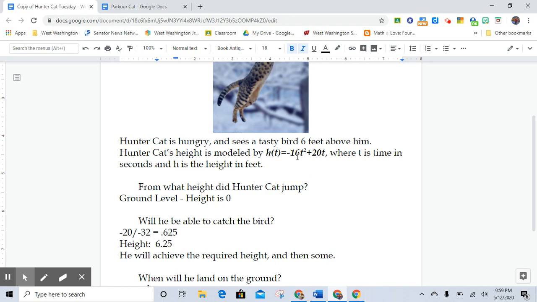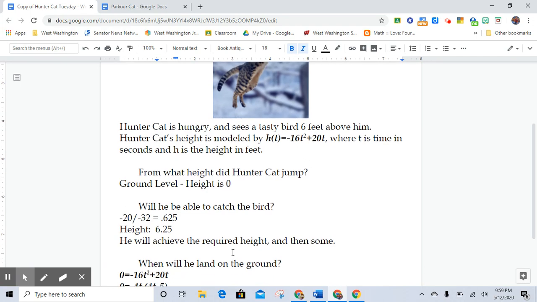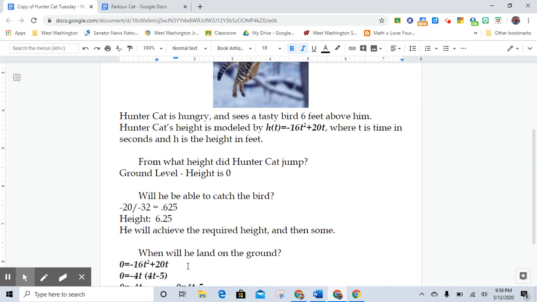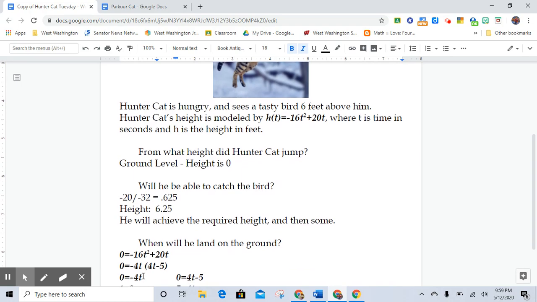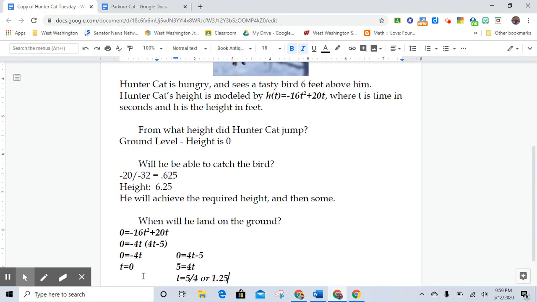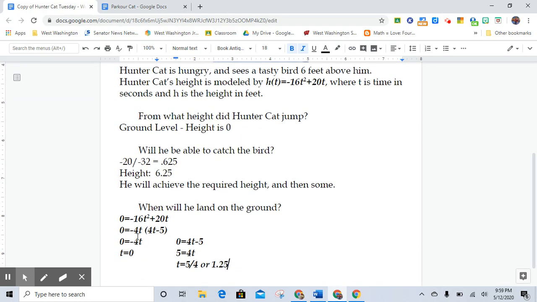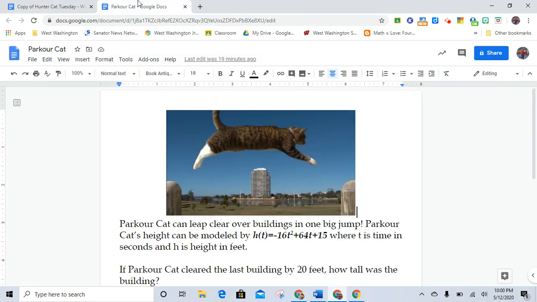Anyway, so I saw that this is factorable, so I factored out a negative 4t, the GCF method, and then I set each piece equal to 0, like we're supposed to. And here, obviously, t is 0, so that's where he started. But then on this side, you add the 5 over, you divide by 4, and so after 1¼ seconds, he's back on the ground.